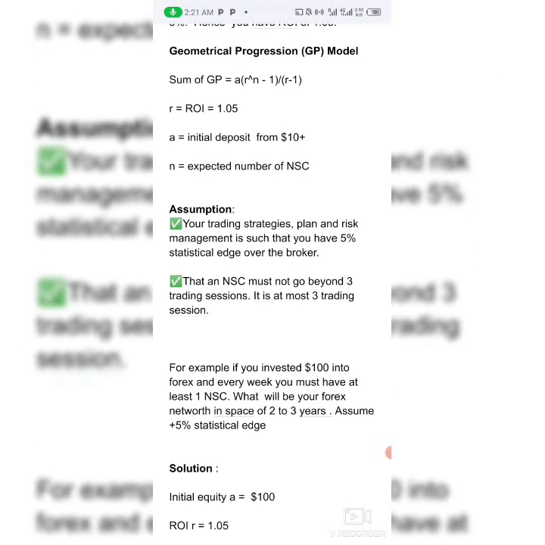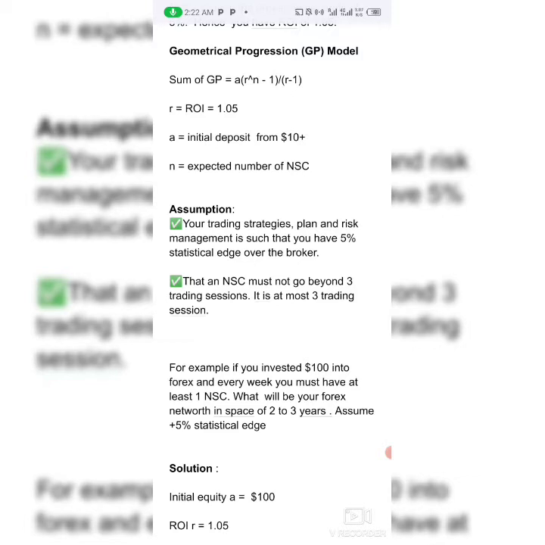Geometrical progression, the GP model. Sum of GP, that is the sum of the geometrical terms. You won't understand this, but just apply it. It's a powerful mathematical strategy. So the sum of GP is A into R raised to the power of n minus 1, all over R minus 1. R is equal to the return on investment, which is 1.05. A is equal to the initial deposit, from $10 plus, or you can call it $10 plus. N is equal to the expected number of NSC.